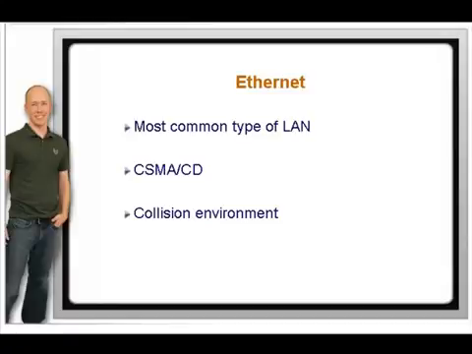Any Ethernet segment that uses coaxial cable, 10-base-2 or 10-base-5, or a hub with twisted pair cabling, is a collision environment.